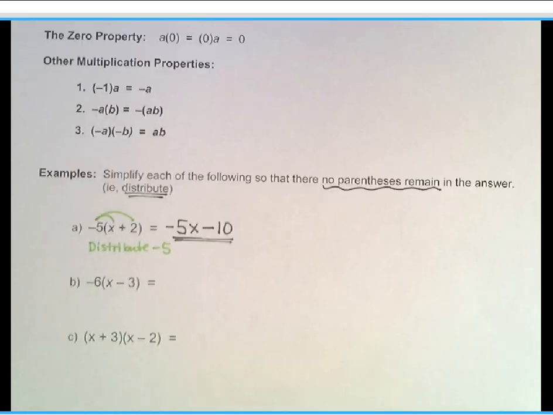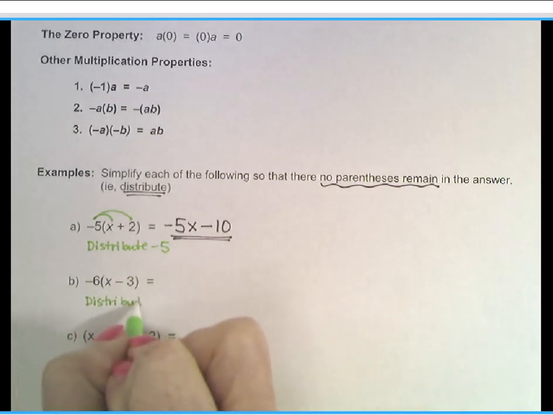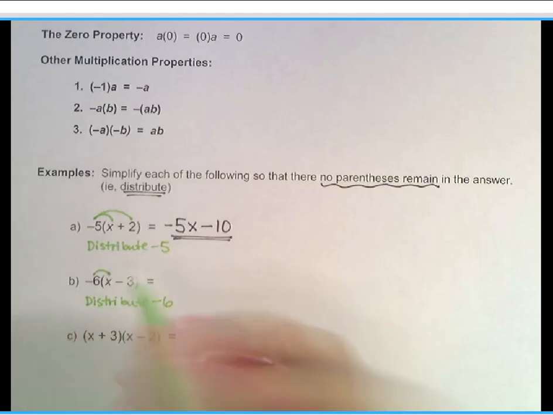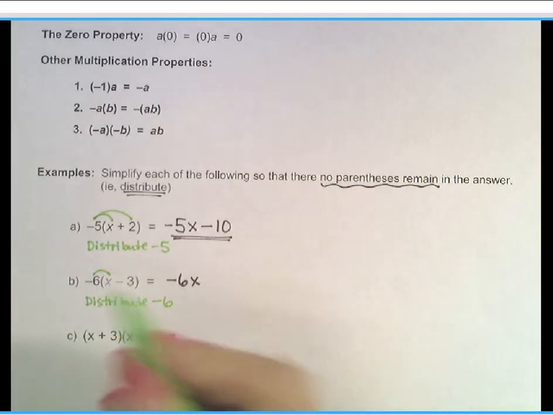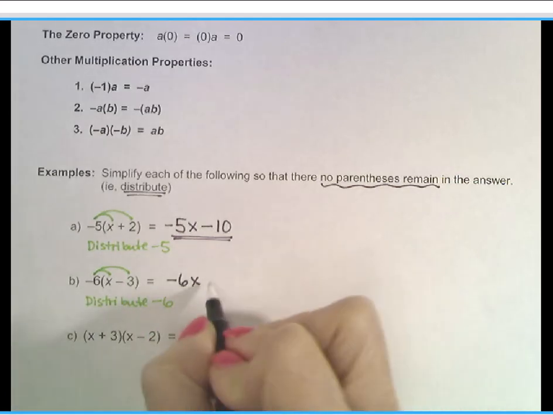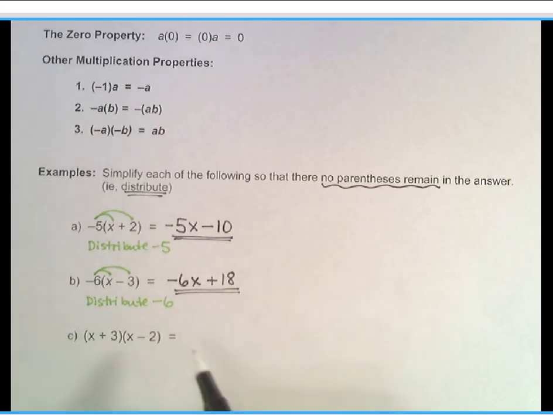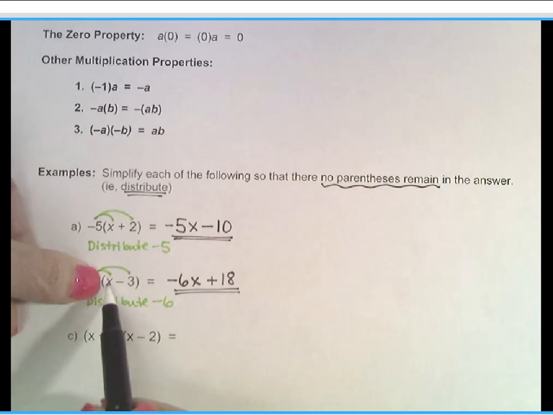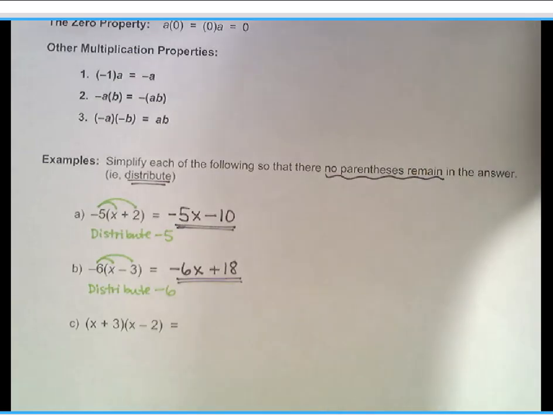On the next one, what we're going to distribute is the negative 6. So the negative 6 is going to get multiplied by the x, making negative 6x. And then the negative 6 is going to get multiplied by a negative 3. Well, two negatives make a positive. That's going to be plus 18. So if you look in parentheses, you see how it was a positive and then a minus? Now it's a minus, then a plus. So that negative 6 changed the signs of everything on the inside. It made them the opposite.